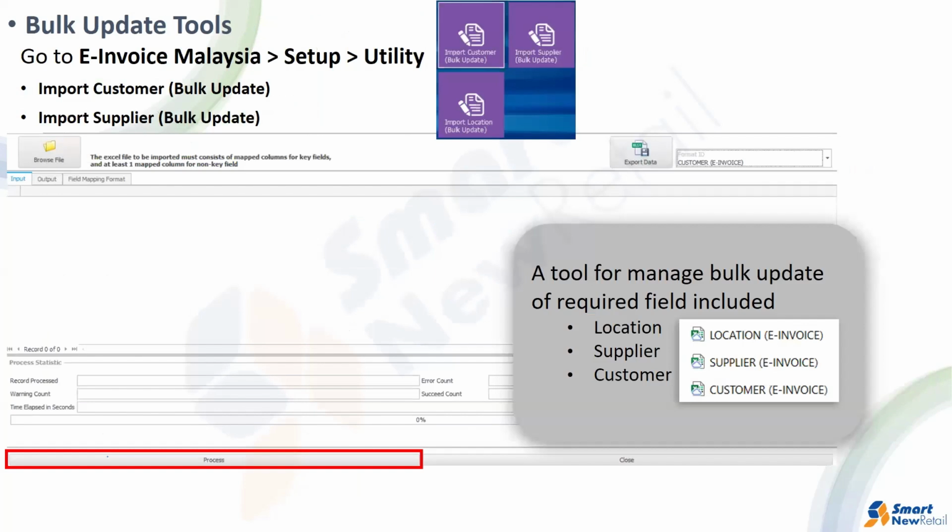All right. Now we have the bulk update tools. You can access through E-Invoice Malaysia, setup, then utility. So you have import customer or import supplier.